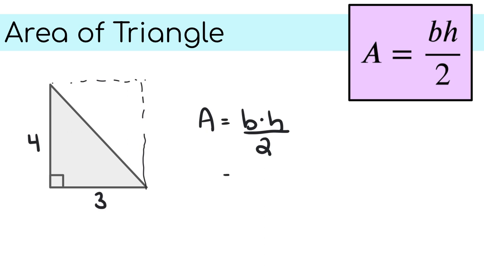So the base is always the bottom number, so 3, and the height is always perpendicular, or at 90 degrees, to the base. So in this case, it's 4, all divided by 2 is equal to 12 divided by 2, which is 6. And now we're dealing with area, so it's meters squared in this case.